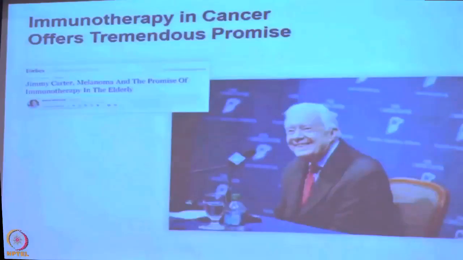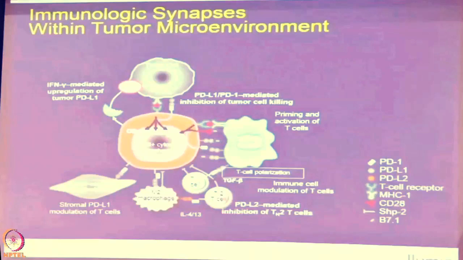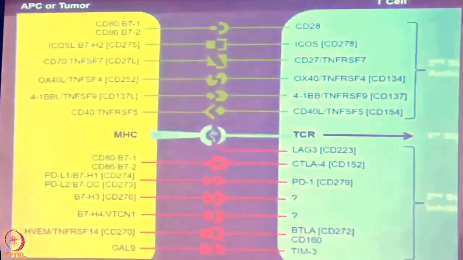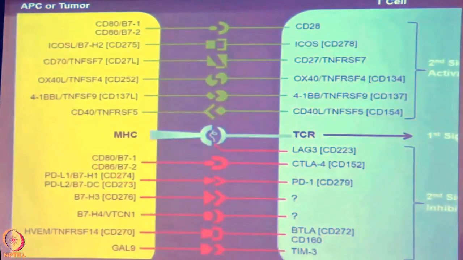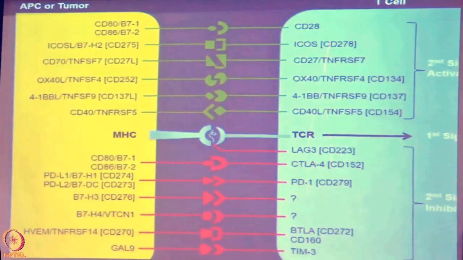If you see here one simple example, PD-L1. PD-1, if you go to this slide, this is the tumor, and this is the T cells. PD-1 is expressed in the T cell, and PD-L1 is expressed in the tumor cell. Their interaction blocks the T cell activation and allows the tumor cell to grow, right?